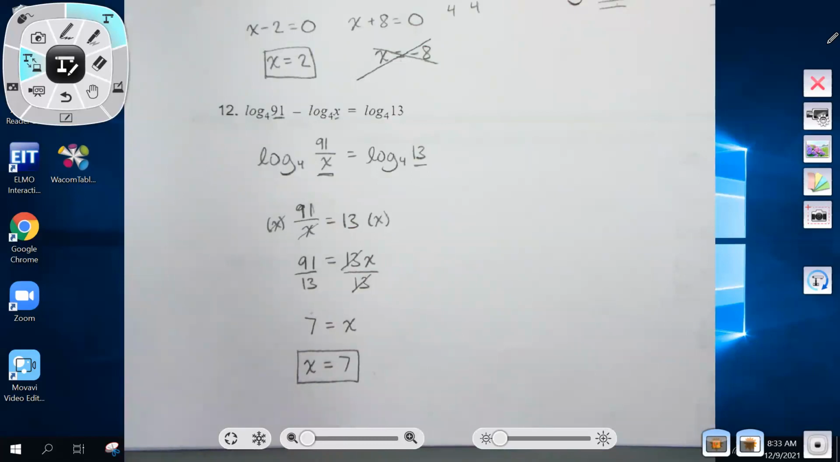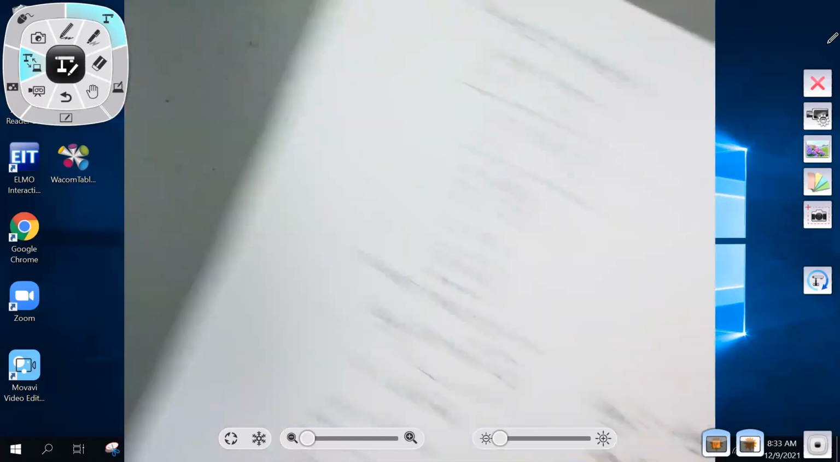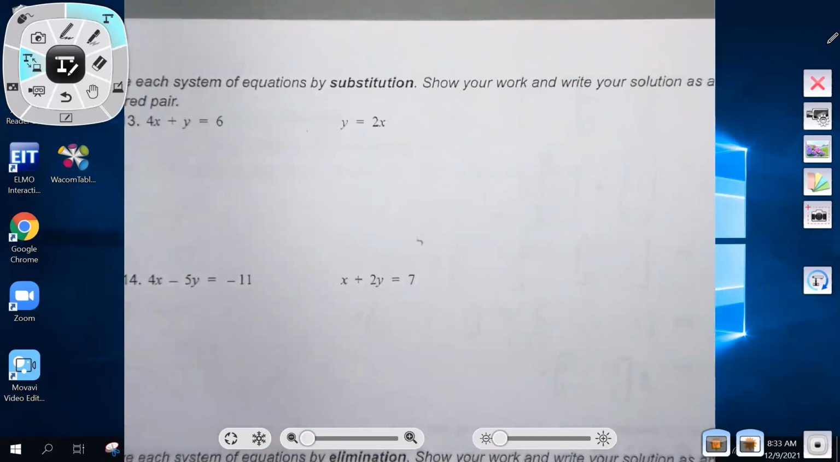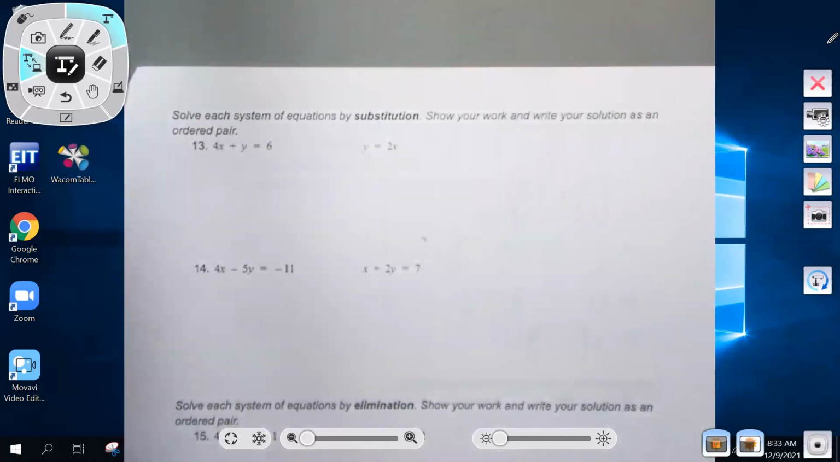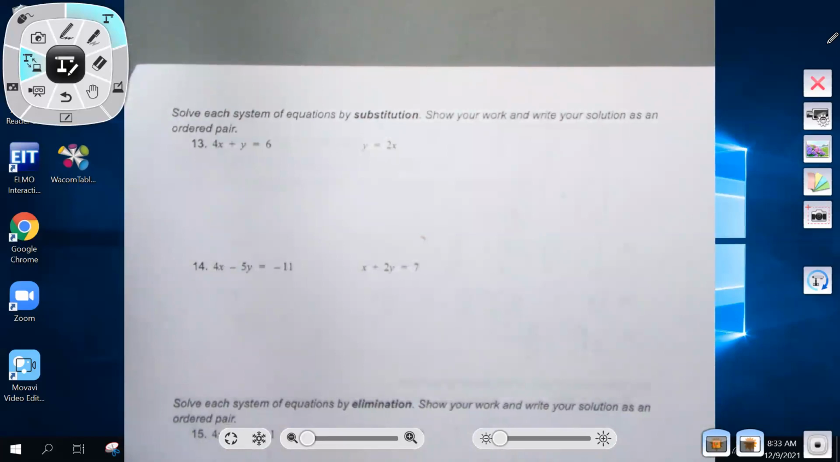All right, let's move on to number 13. We have a new set of instructions. It says solve each system of equations by substitution. Show your work and write your solution as an ordered pair.